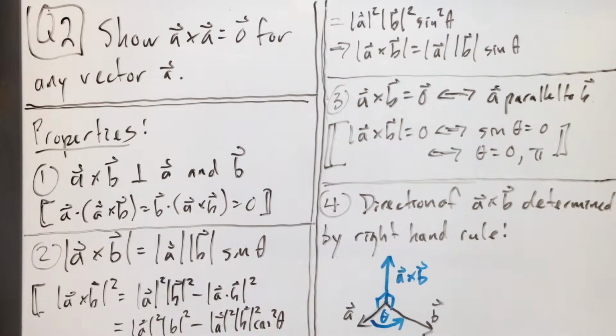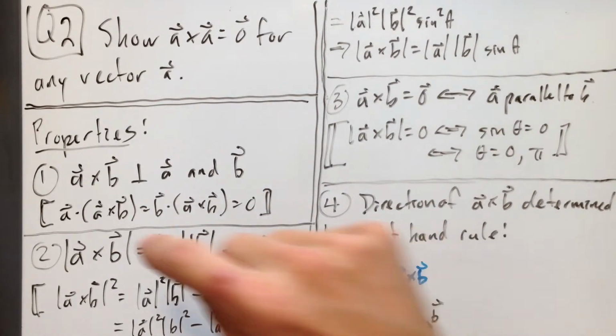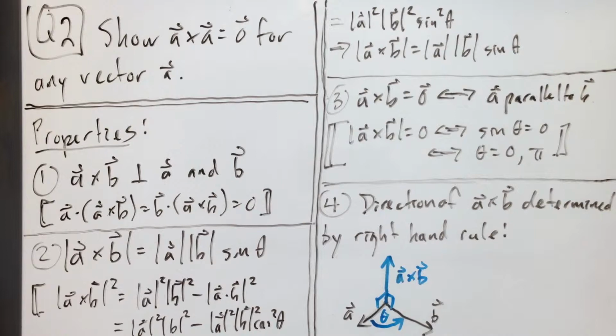Let's look at some properties of the cross product. First of all, we introduced the cross product to be a vector which is perpendicular to both A and B. And I already asked you to do that for question number 1. I asked you to show that indeed this is true, which is equivalent to showing that A dot A cross B is equal to B dot A cross B, which is equal to 0. And that's the 0 scalar.